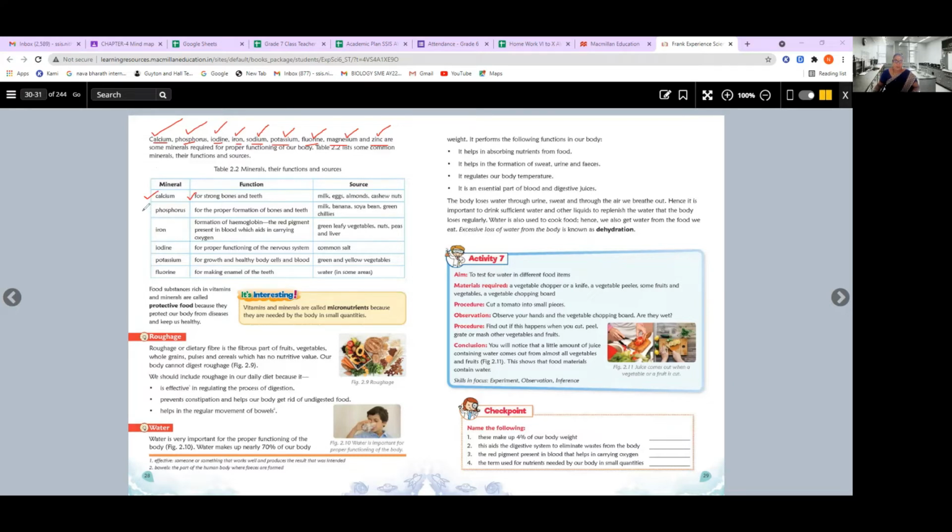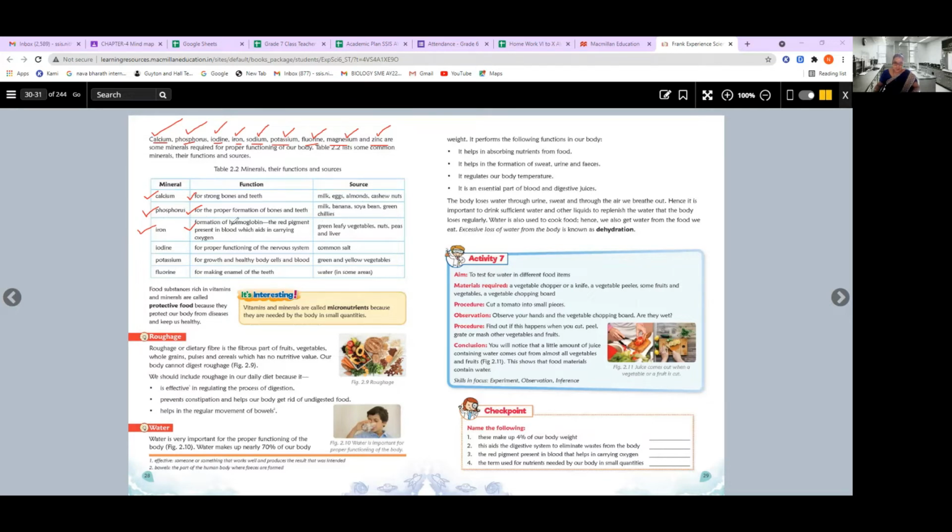Now, phosphorus, for the proper formation of bones and teeth. Sources: milk, banana, soybean, and green chilies. Then the mineral iron. Function: formation of hemoglobin, the red pigment present in the blood which aids in carrying oxygen. What are the sources of iron? Green leafy vegetables, nuts, peas, and liver.